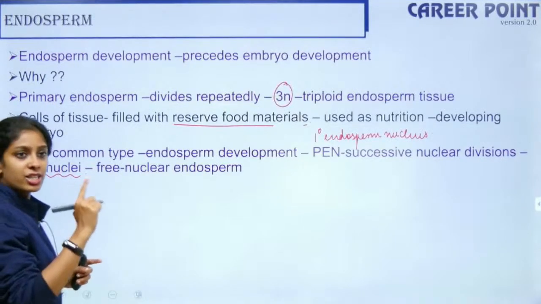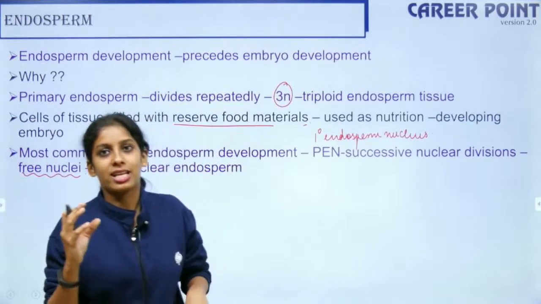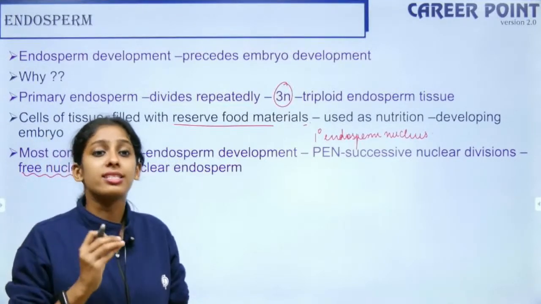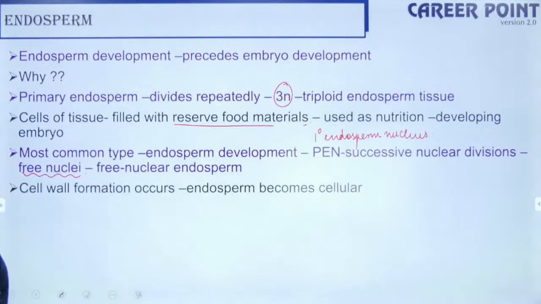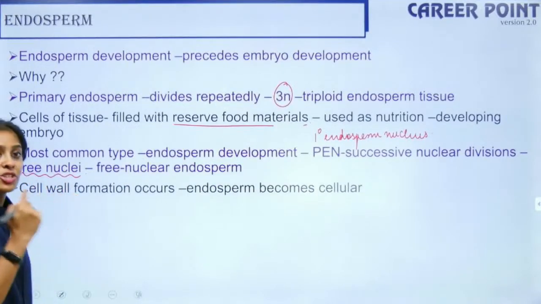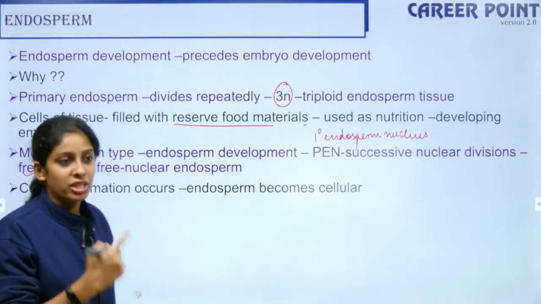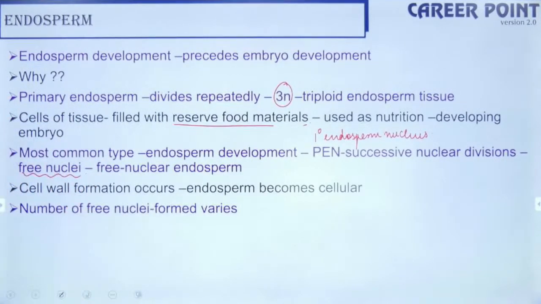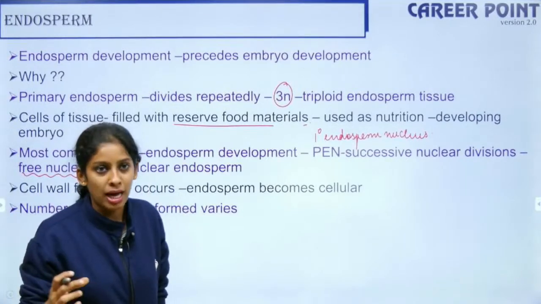Free nuclei means there is no formation of cell wall, only the nucleus divides, that is karyokinesis happens, cytokinesis does not happen. So this forms free nuclear endosperm. Cell wall formation occurs later and it becomes an endosperm cell much later. The number of free nuclei formed varies from one plant to another plant.